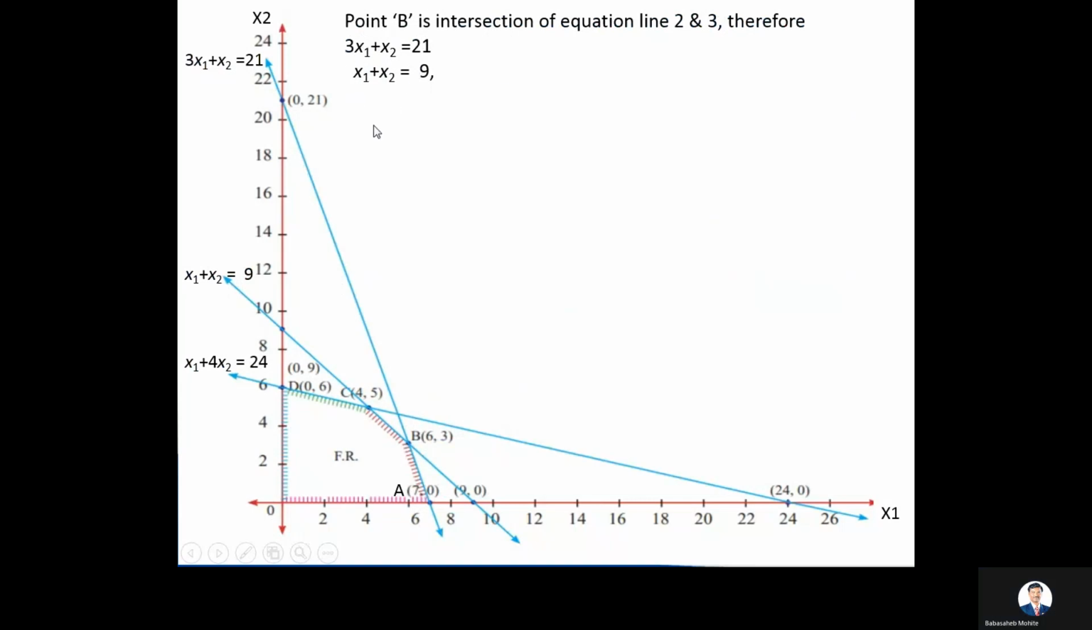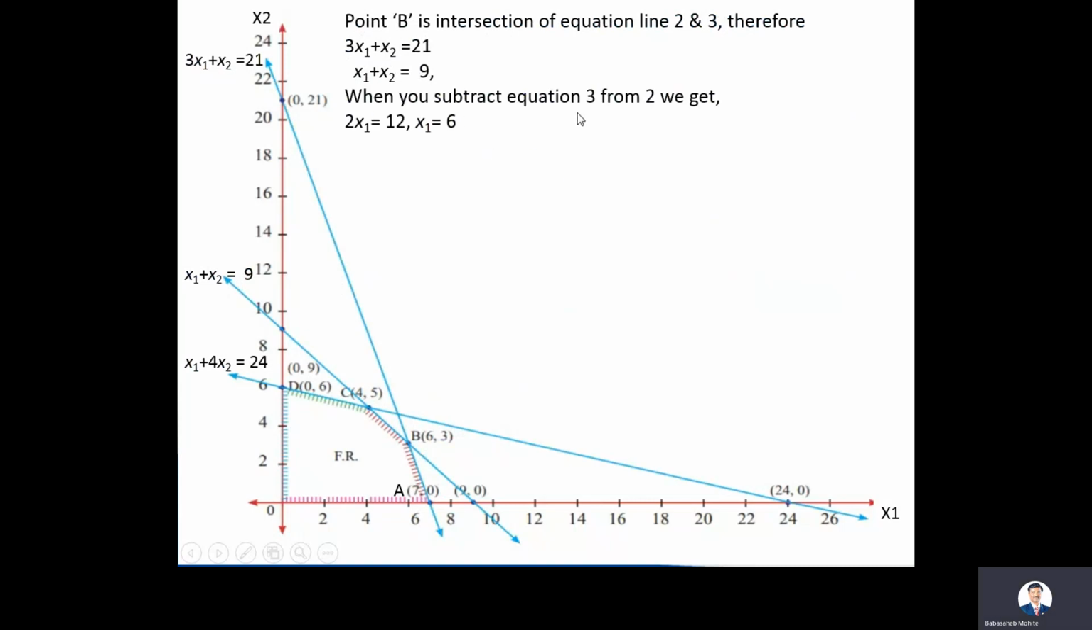So in this case, cancellation of x2 value is very easy. If I subtract equation 3 from equation 1, automatically the x2 will get cancelled. Only the x1 will remain, and by solving that, we can identify the value of x1.